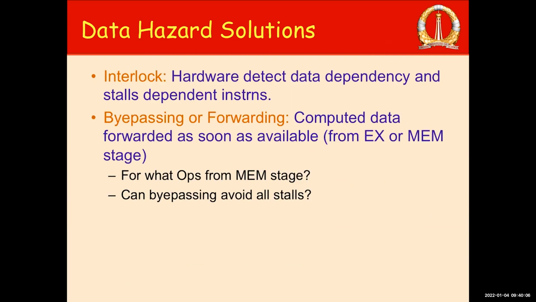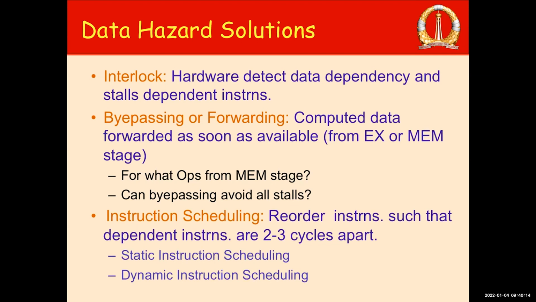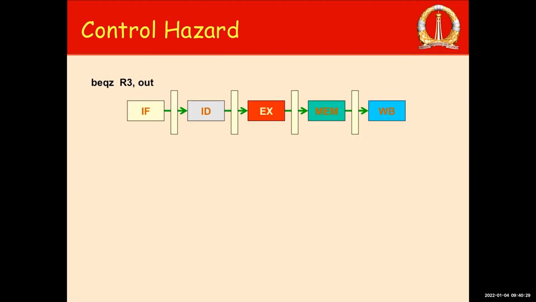Okay, let me spend the next 5 minutes or so talking about control hazards. Let me skip this slide, because it talks about instruction scheduling, which is more interesting from a compiler perspective. Let's just go to the last hazard, which is the control hazard, and see what happens in the case of branch instructions.